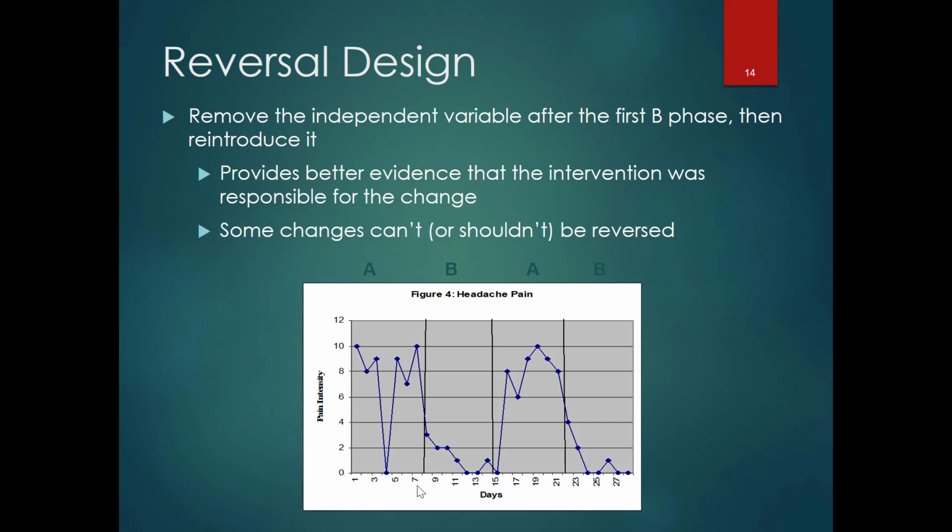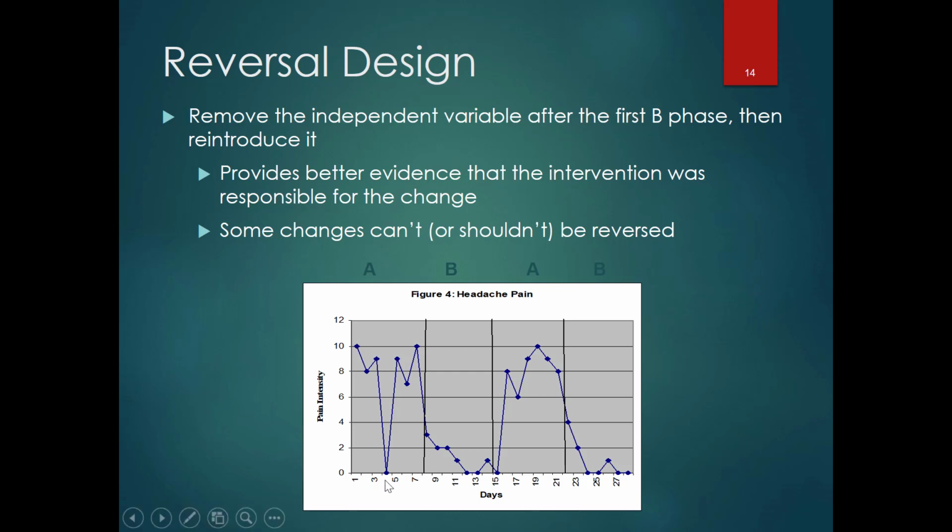So after the headache pain is successfully reduced for 1 week, then the meditation is stopped. And in the third phase, the headache pain is again monitored. In the fourth phase, the meditation is reintroduced and the headache pain is monitored again. So looking at the graph, you can see a pattern here. The client reported a significant decrease in pain while getting the intervention.